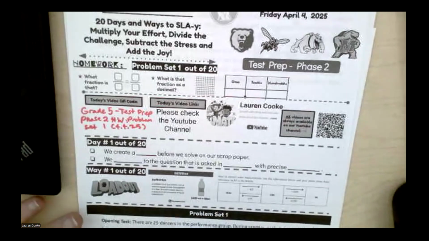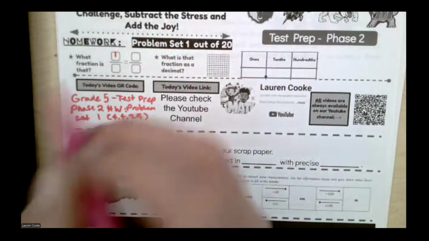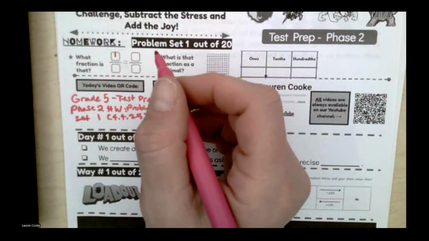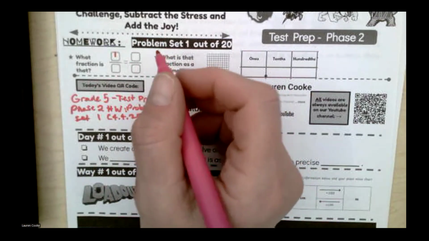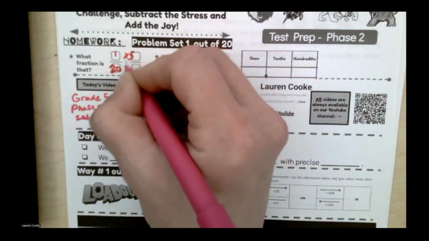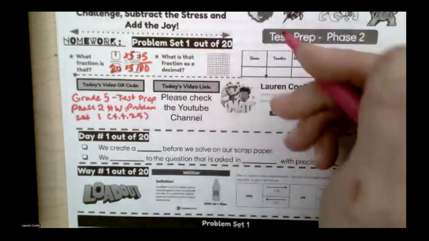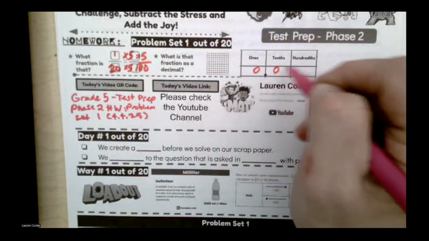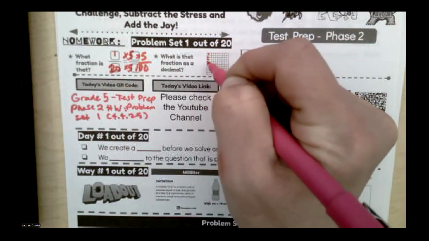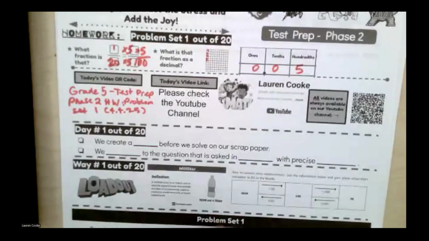All right. So this is the first problem set out of 20, which means that it is 5 out of 100. What fraction is that? 5/100. 1, 2, 3, 4, 5. Okay, so that's what it looks like. And over time, that'll grow and grow.